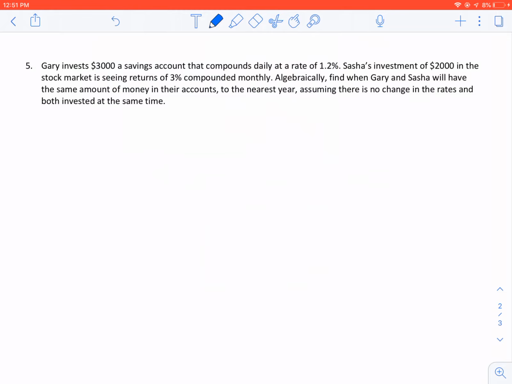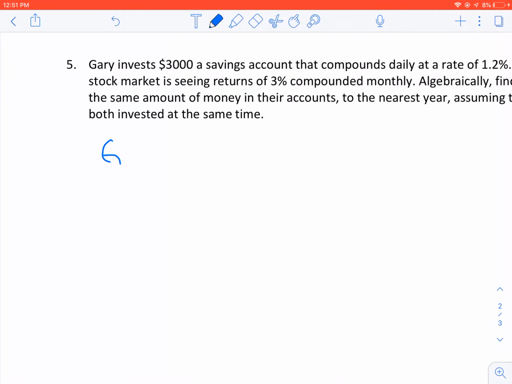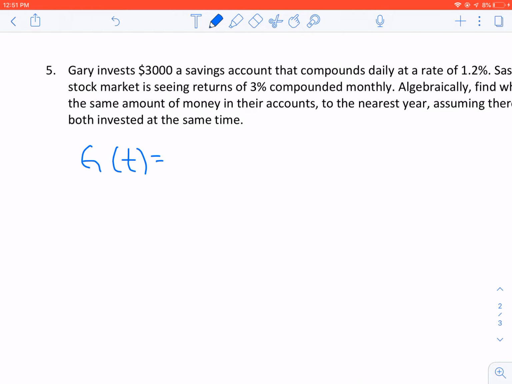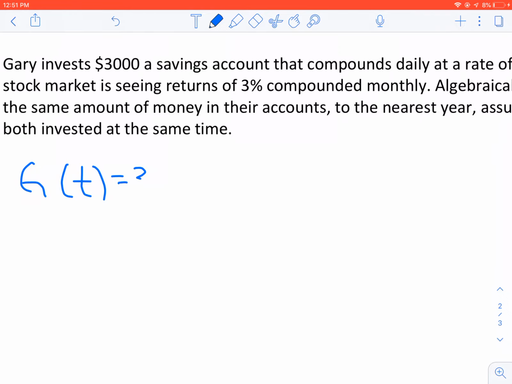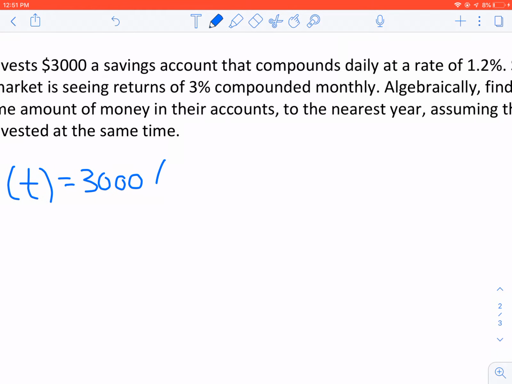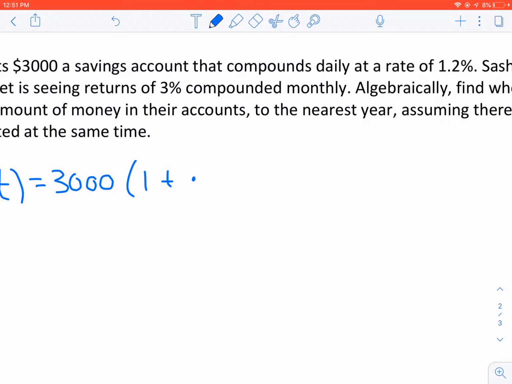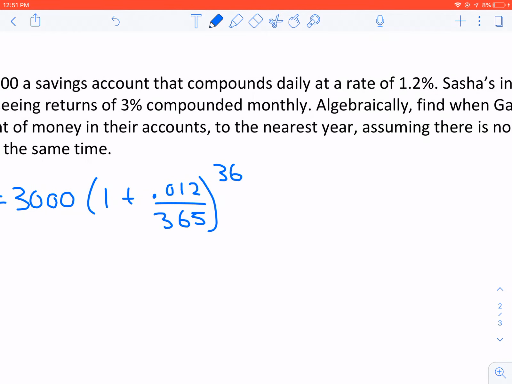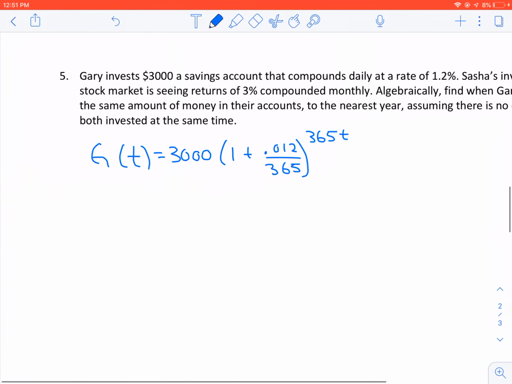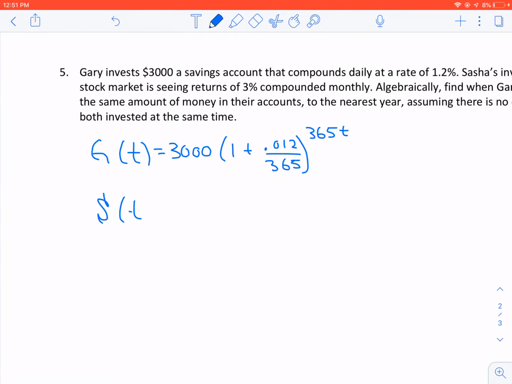So hopefully you've already tried this, of course. If this were just compound interest, I'd write out the equation that models Gary's and Sasha's situation. So Gary is investing $3,000 at a rate of 1.2%, 0.012 as a decimal, but it's compounded daily, so we're going to divide by 365, and we're going to raise that to the 365th power, and there we go.